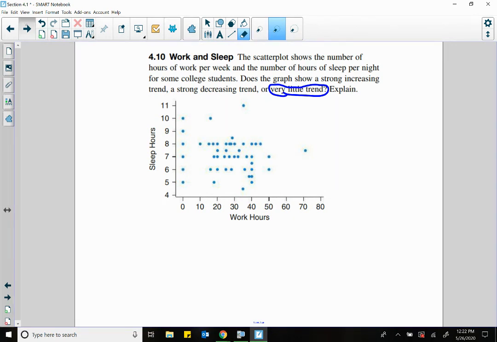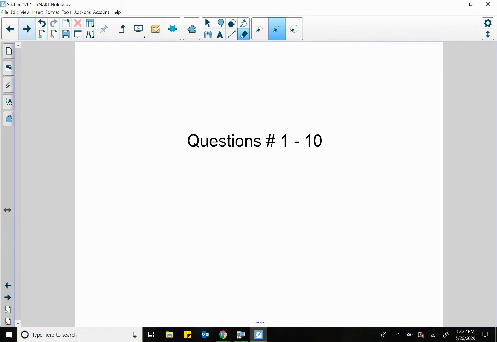And that is what 4.1 is all about. You're just looking at some scatter plots and talking about the trend, the strength, and the shape. Those are going to involve questions 1 through 10 for section 4.1.